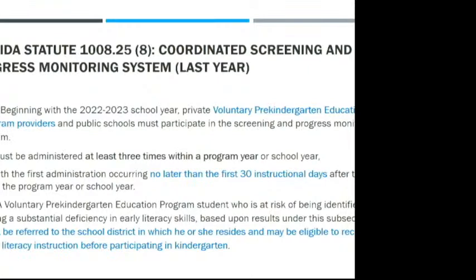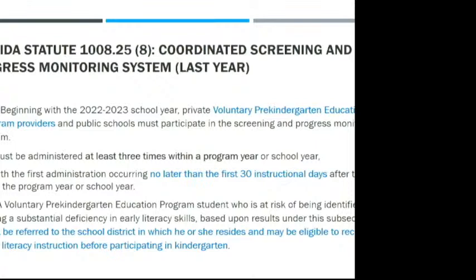The coordinated screening and progress monitoring system is in statute, and that went in statute last year as applying to our VPK programs. This includes private VPK and our VPK programs. So the new requirement that passed last year that starts this year is that our VPK students will be tested on a state test 3 times a year. The first one within the first 30 days, and then 2 more after that. And so the rest of the system sort of models itself after what passed last year in VPK.